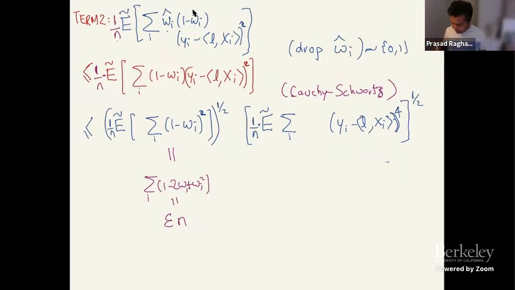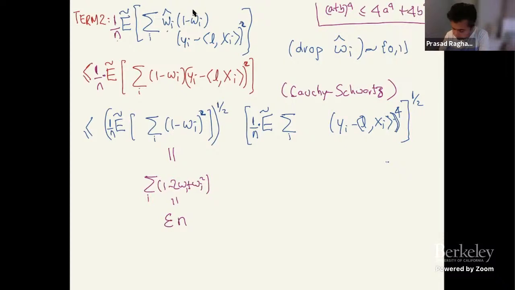So now we just need to bound the second term, and the first thing we'll do is use the simple inequality that (a plus b) to the 4th is smaller than 4 times a to the 4th plus 4 times b to the 4th.